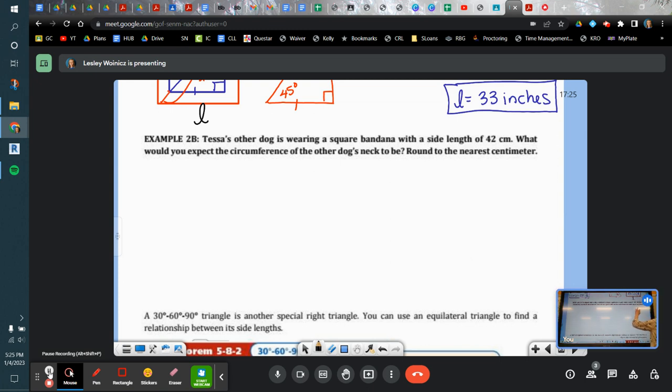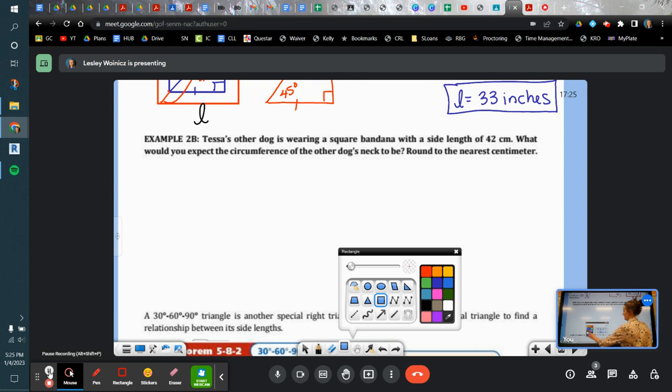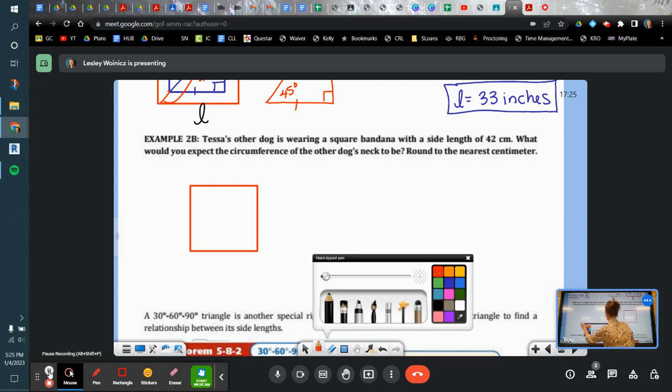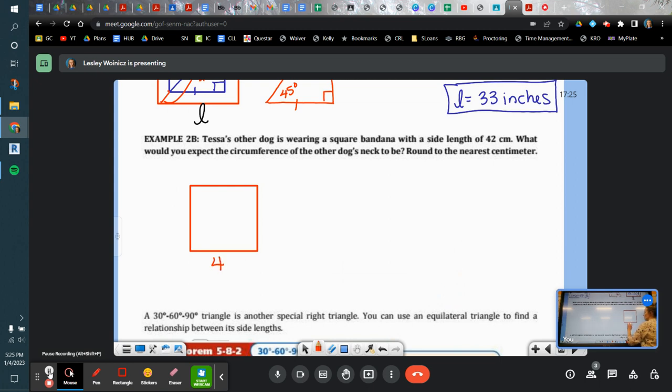All right, a square bandana. Square bandana. Ew. Let's make it a red bandana. Okay, we want the side length to be 42 centimeters. Okay, this is a square. Okay, what would you expect the circumference of the dog's neck to be?